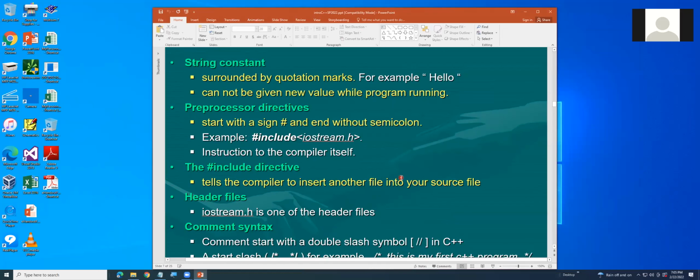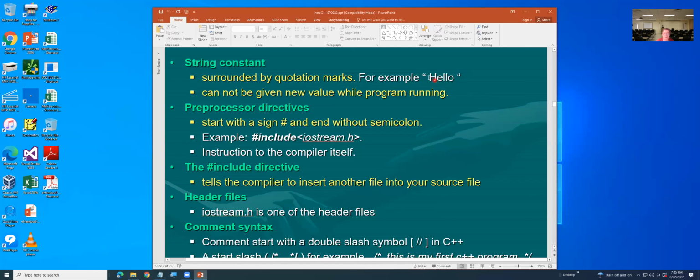Now, next, string constant. String constants are surrounded by quotation marks, like you say, hello. That you get a quotation mark here. And that's what they call a string constant. First thing you recognize, what is it?